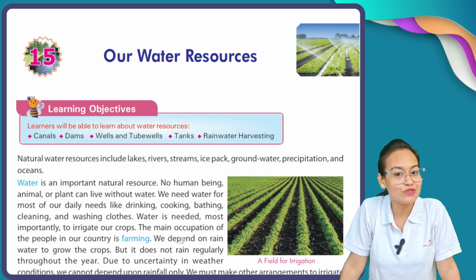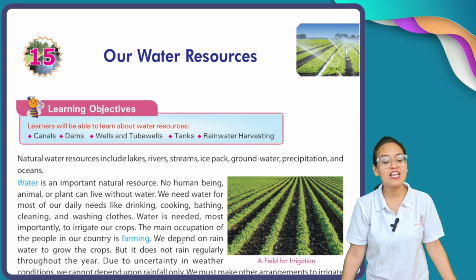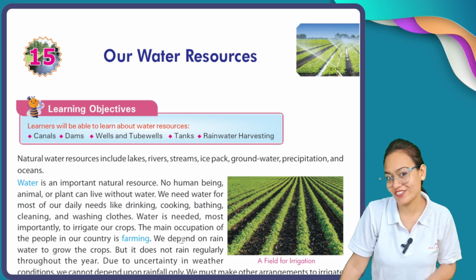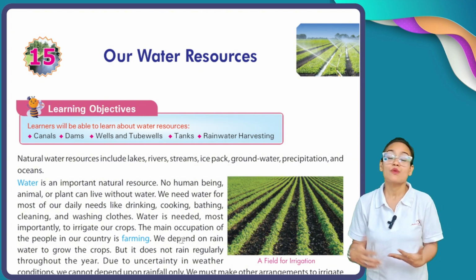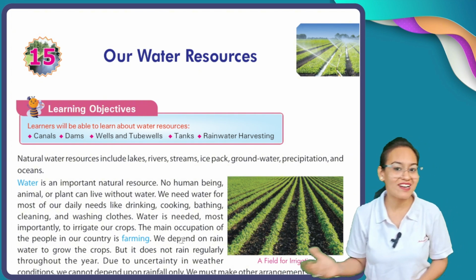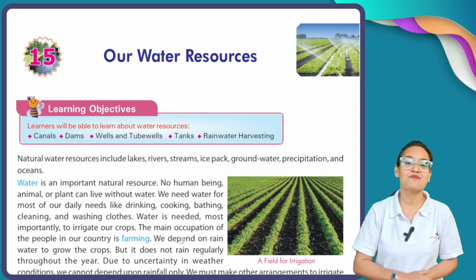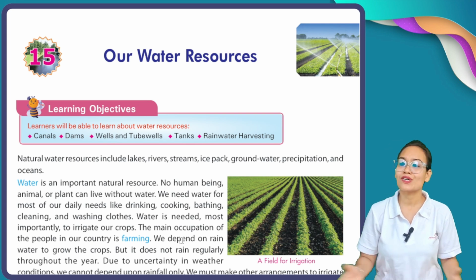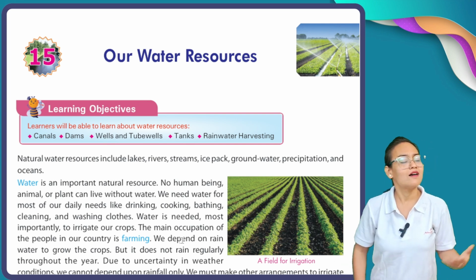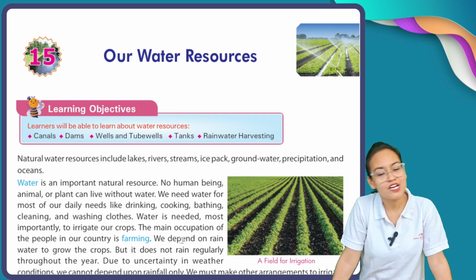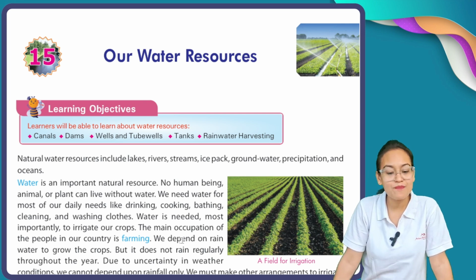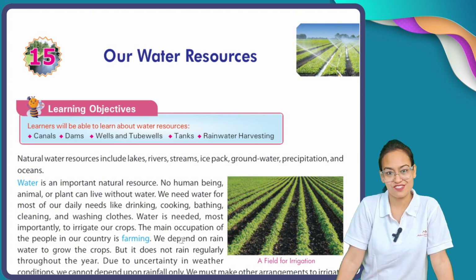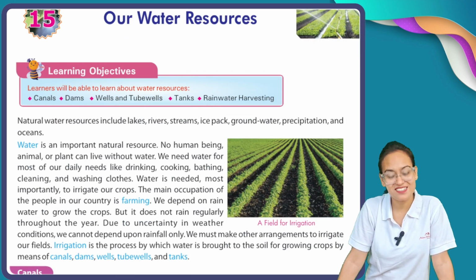So, what we are going to do in today's session, as you can see on our screen, we are going to start a new chapter. The name of this new chapter is our water resources. In our previous chapter, we read about our forest and wildlife resources. Similarly, in this chapter, we are going to study about our water resources. So, what are the sources of our water? They are canals, dams, wells and tube wells. And in this chapter, we're also going to see how we can conserve our water resources. So come with me and start the chapter.